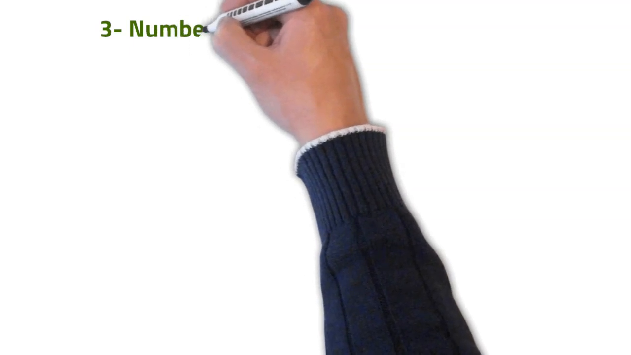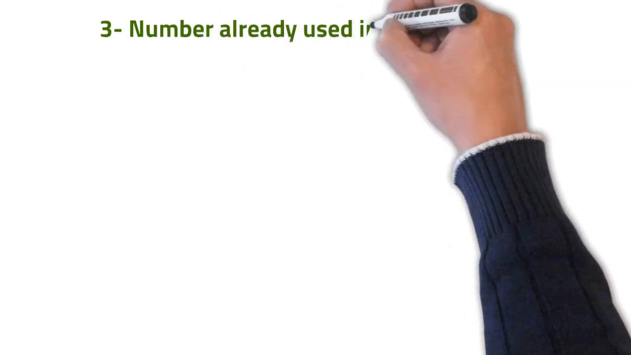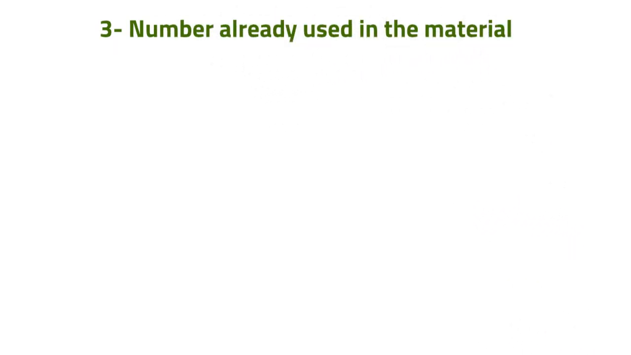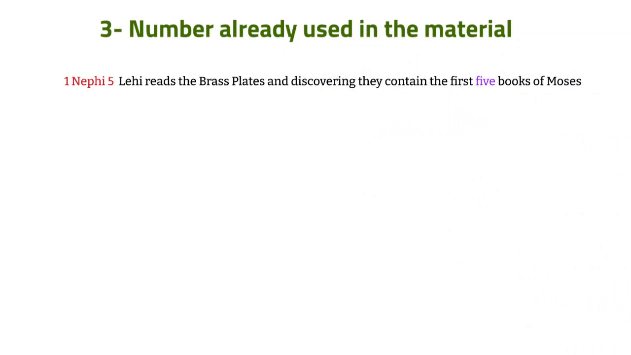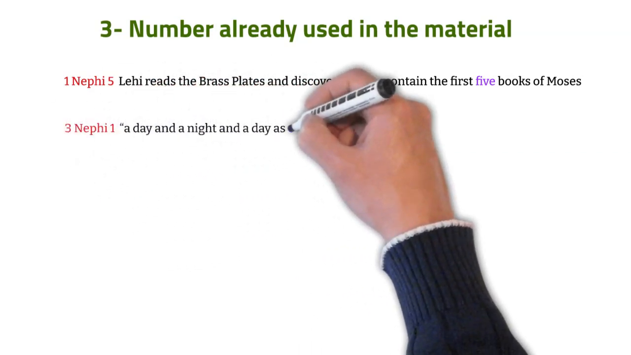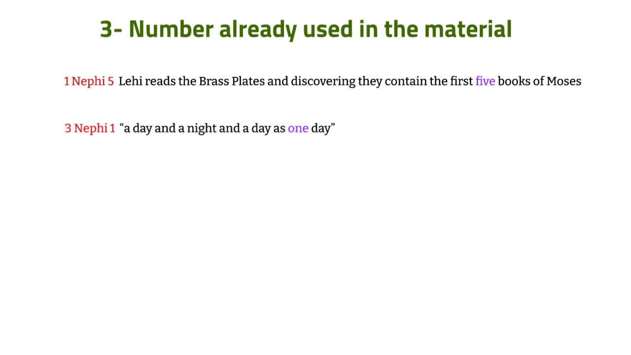Many times the chapter number is found in the chapter itself, making an association easy and obvious. We already discussed each of the following. In 1 Nephi 5, Lehi reads the brass plates and discovers they contain the first 5 books of Moses. In 3 Nephi 1, a day and a night and a day as one day.